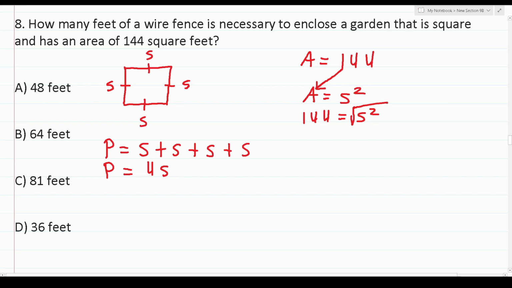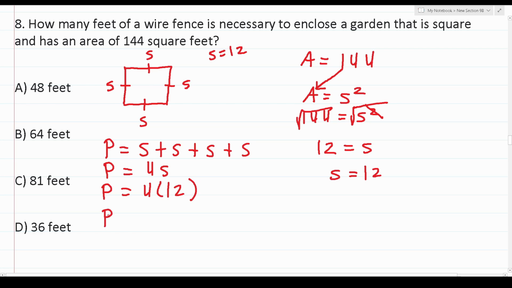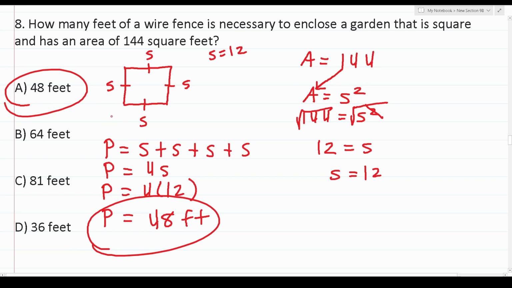And by taking the square root of both sides, this will cross out, leaving us with just S on this side. Square root of 144 is 12. So S in this case is 12. So we now know the side length of our square. Again, S is 12. So all we have to do is plug in 12 for S here, and this becomes P equals 4 times 12. And you should be able to do that in your head. That's going to be 48. So in other words, it's going to take 48 feet of wire fence to enclose this square garden.